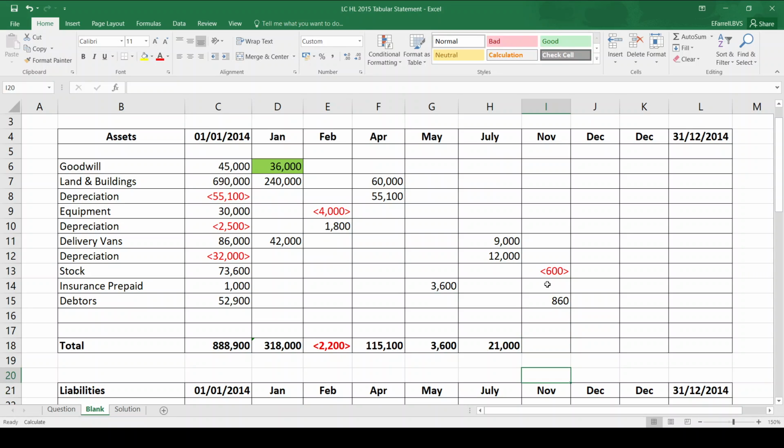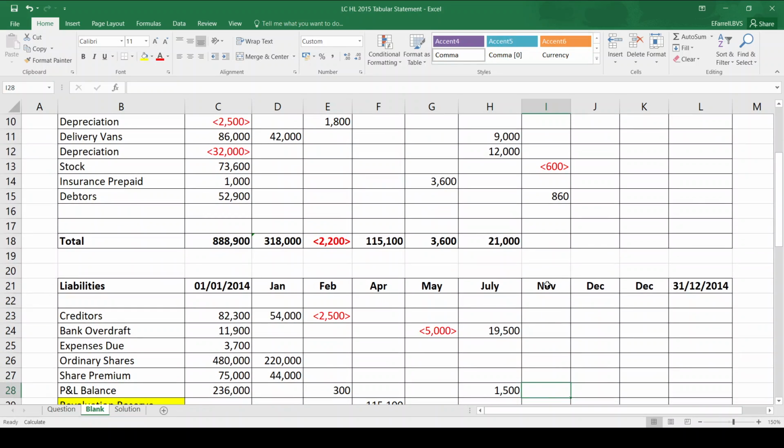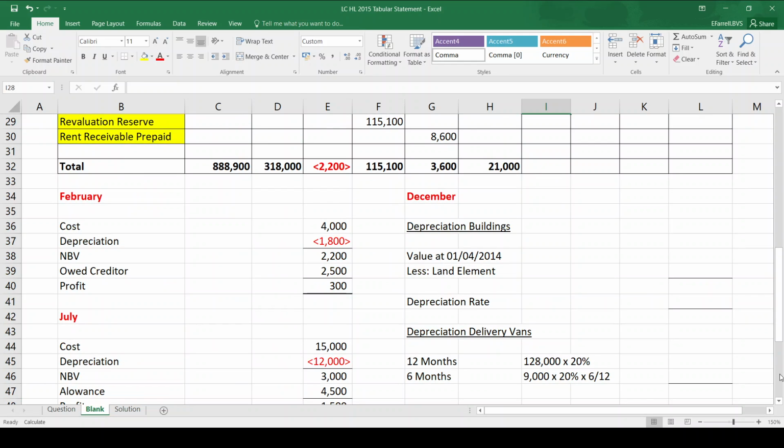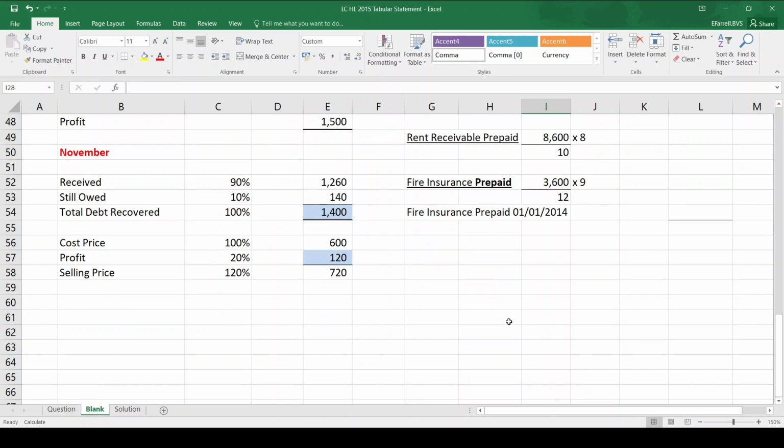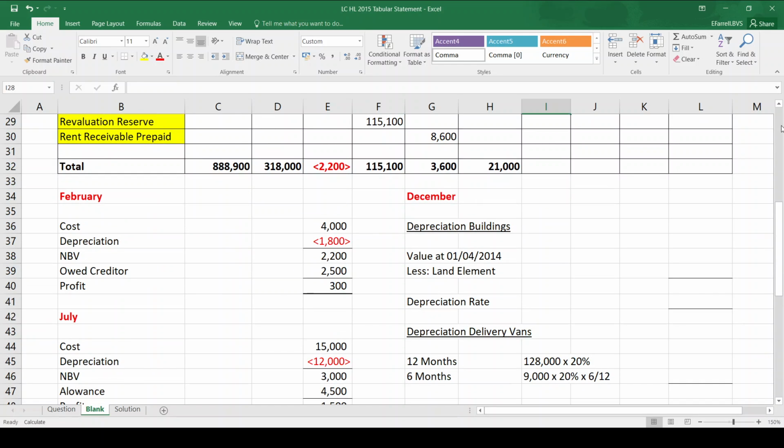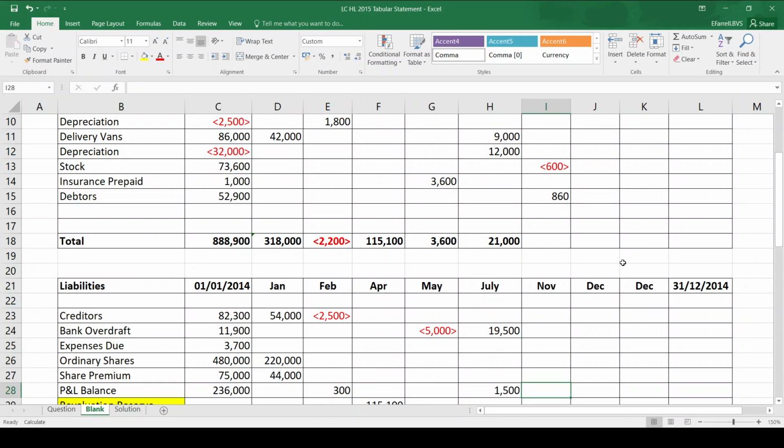The bank overdraft is going to decrease by the amount that he has paid us. So what did he actually pay us? He paid us 90% of the debt, which is 1,260. So the bank overdraft is going to go down by 1,260.